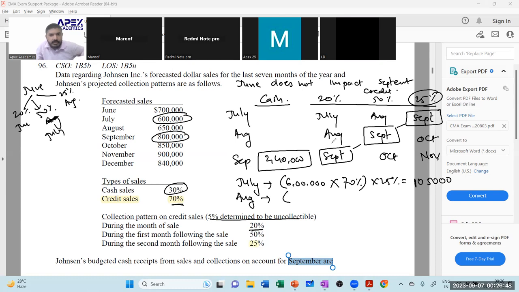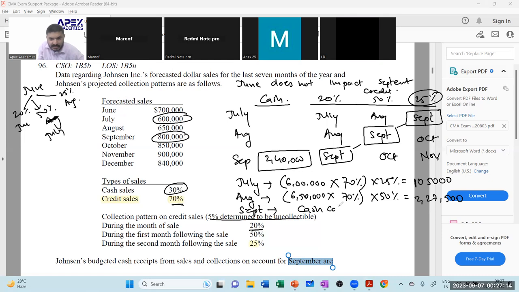August. What is the sale of August? 6,50,000. 70% of that is credit sales and 50% of that is collected in September. What is your answer for that? It should be 2,27,500. Agreed or disagreed?